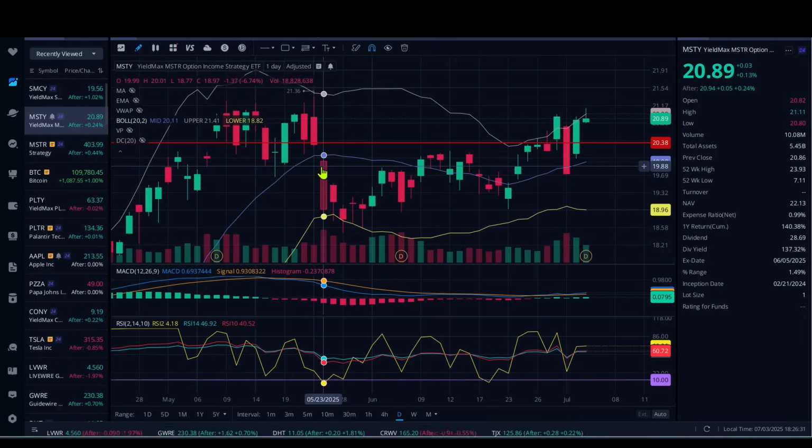But for this example here, if I look at this big red candle right here where it dropped, it opened at $19.99 and closed at $18.97, but it also went as low as $18.77, right? But that closed right there. If I look, you can see that RSI2, boom, it closed at 4.18 on the RSI2. So that's below that 10.